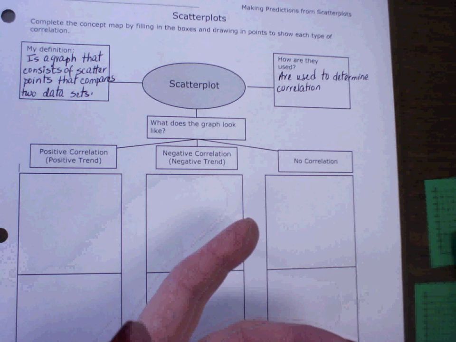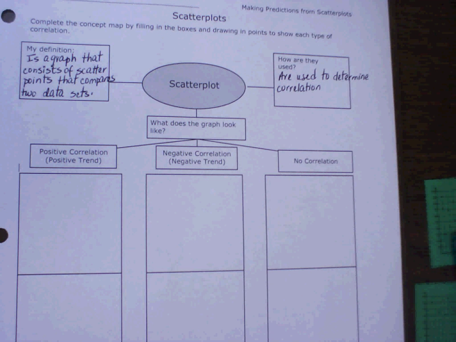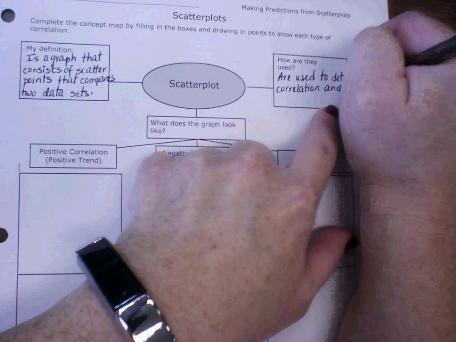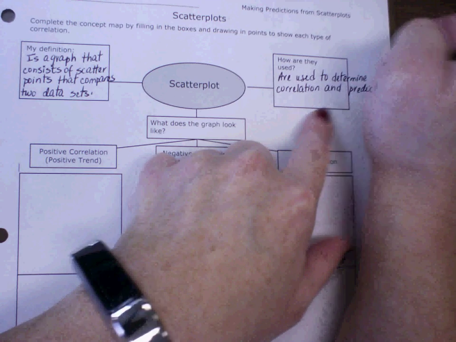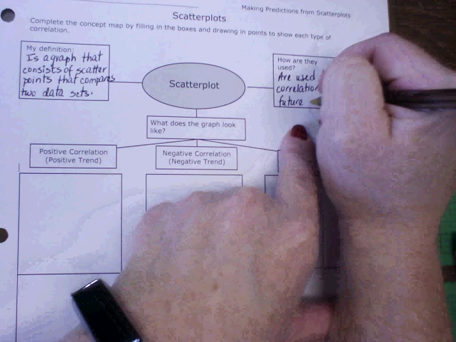No association at all. Very good. Sometimes it's called association. Negative association, positive association, right? To associate means to compare, right? We associate in this classroom because you're in the classroom and you guys are talking to me and I'm talking to you, right? So we relate to each other. We can correlate. Okay, so they're used to determine correlation and predict future values. That's the most powerful value they have.